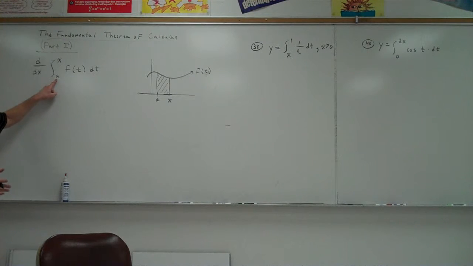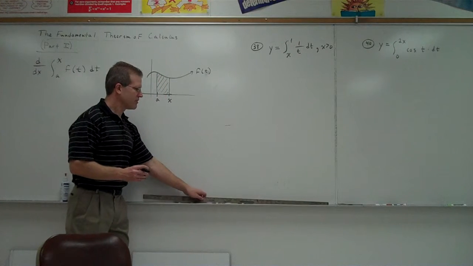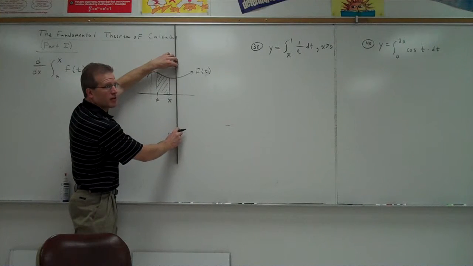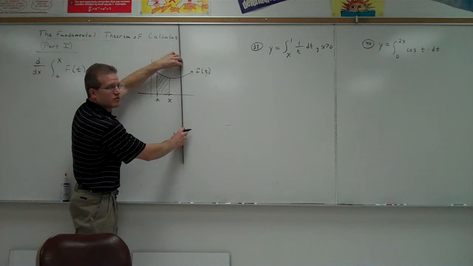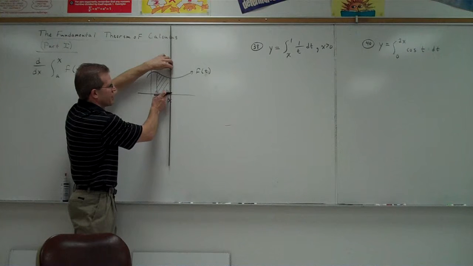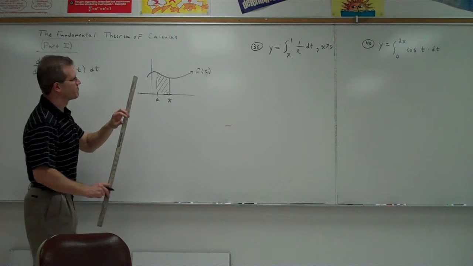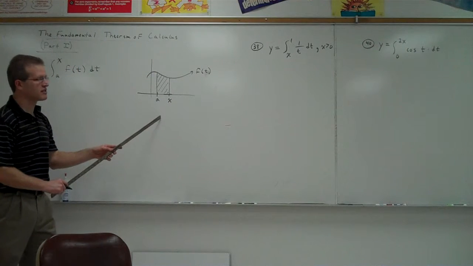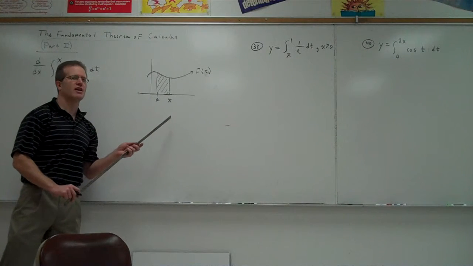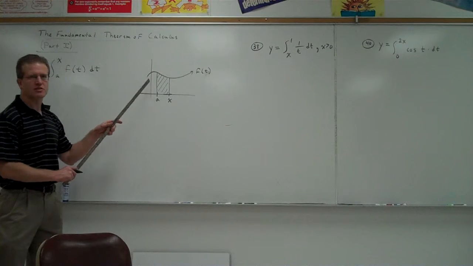Okay? A represents a constant. That's kind of like your starting line. X is a variable, so it's going to vary. If X gets larger and moves this direction, what's going to happen to that area? It's going to get larger or smaller? Larger, yeah. As X gets larger, the area is going to get larger, isn't it? Unless of course this was below the x-axis, then you'd be getting a more negative value. So, anyway, the derivative is going to tell you how fast this area or how fast this integral is changing.